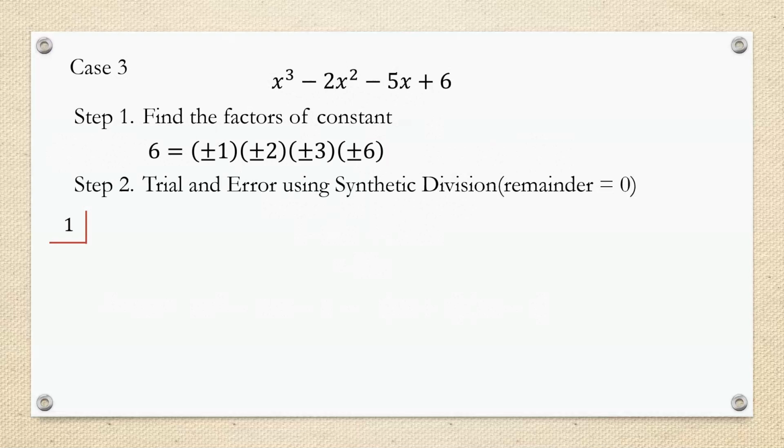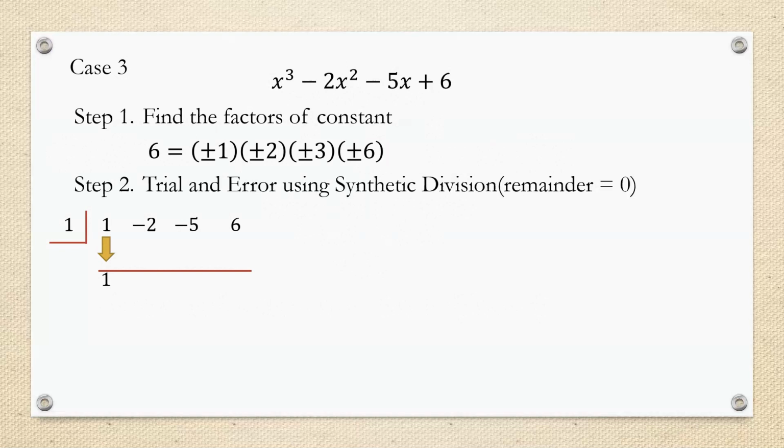Ilagay natin in a horizontal form. So, yung x cubed may 1, may negative 2 tayo sa x squared, may negative 5 tayo sa x, at meron tayong positive 6. Okay, so the same process pa rin. Yung first term, bring down lang natin, and then multiply natin dun sa naka-separate na positive 1.